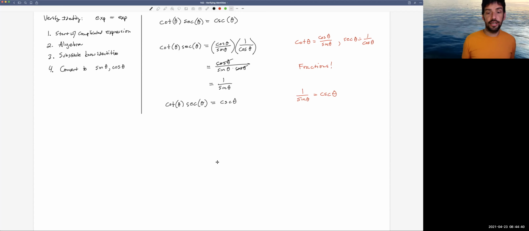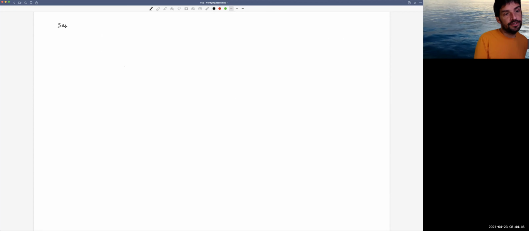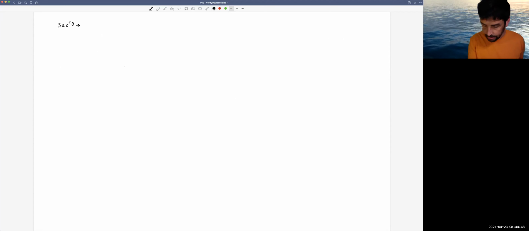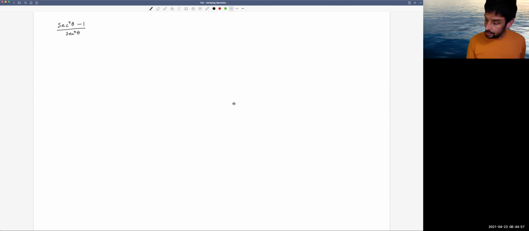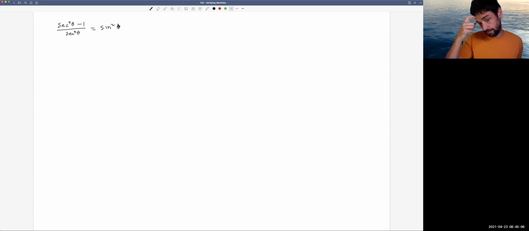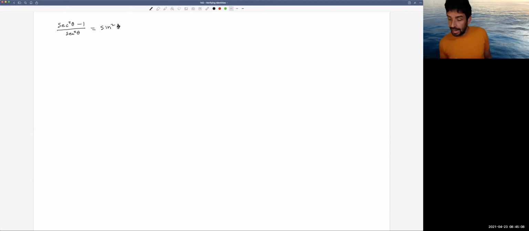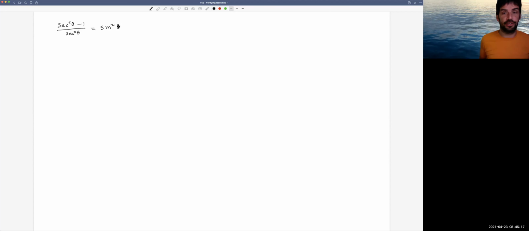Okay, let's try another one. Let's show that secant squared theta minus 1 over secant squared theta is equal to sine squared theta. Okay. So this one, I'm going to do in several different ways, because this is also something that's common: there might be different ways to approach a particular problem. So let's do solution 1.